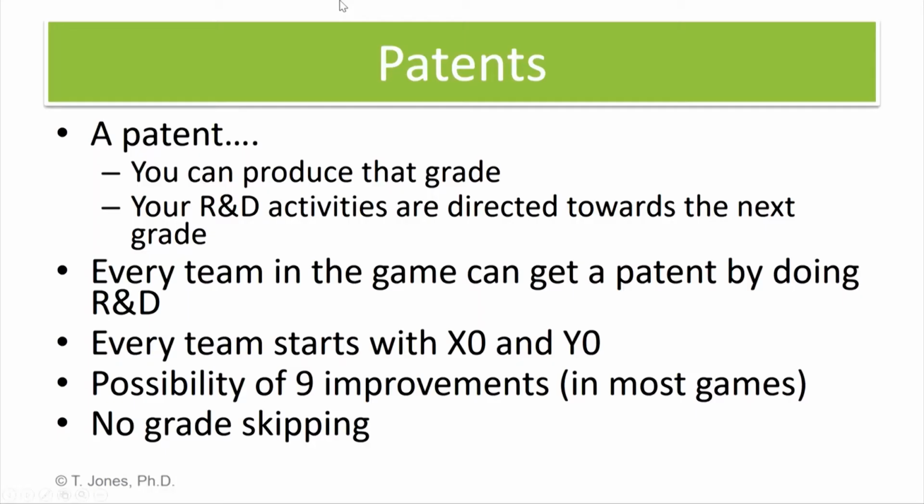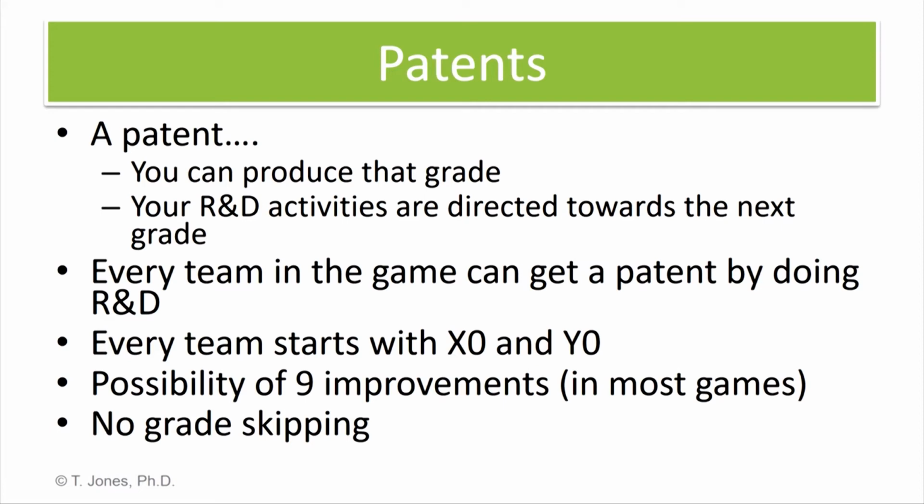Okay? So if you do have a patent, that means that you can produce that grade, and that your R&D activities are directed towards the next grade. So if I have a patent for Y3, that means that any R&D I do in the future will go towards getting Y4. Okay? So every team in the game can certainly do that R&D and move forward. And every team starts with X0 and Y0. So there is a possibility of 9 improvements in most games.